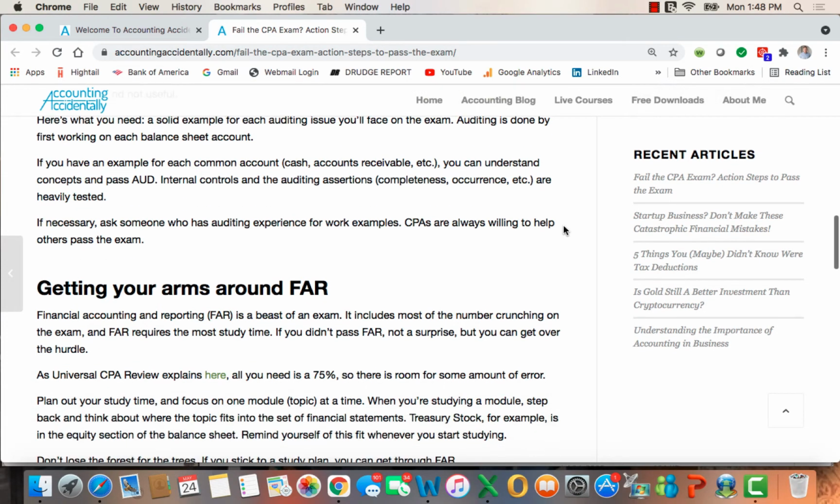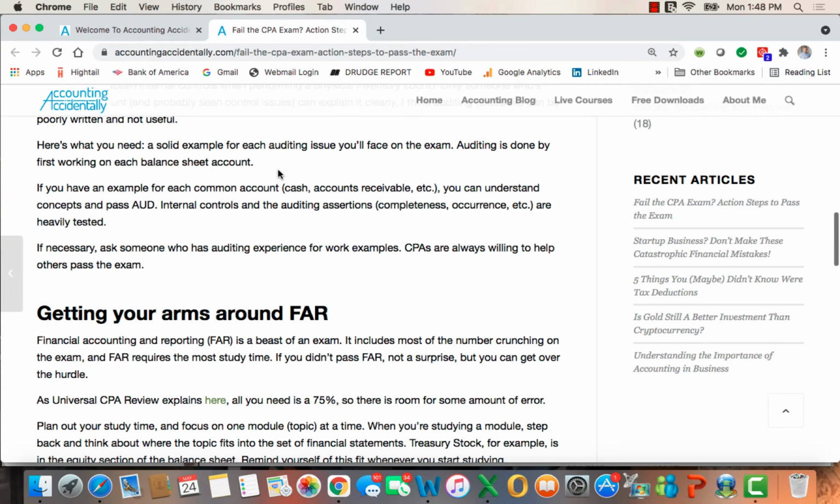So what I suggest you need is a solid example for each auditing issue you face on the exam. And since we audit first by looking at all the balance sheet accounts, you need an example for the balance sheet accounts: cash, accounts receivable, inventory, etc. Now the exam pays heavy attention, heavy focus, on internal controls and audit assertions like completeness, occurrence, cutoff, those things. Those are heavily tested. And finally, ask somebody who has auditing experience for their work examples. I found them to be really, really helpful when I was working in public accounting, and it helped me get through the exam. And people are willing to help you.